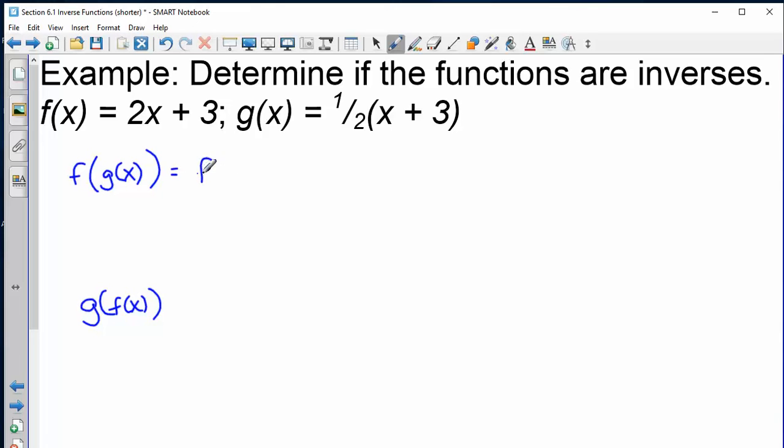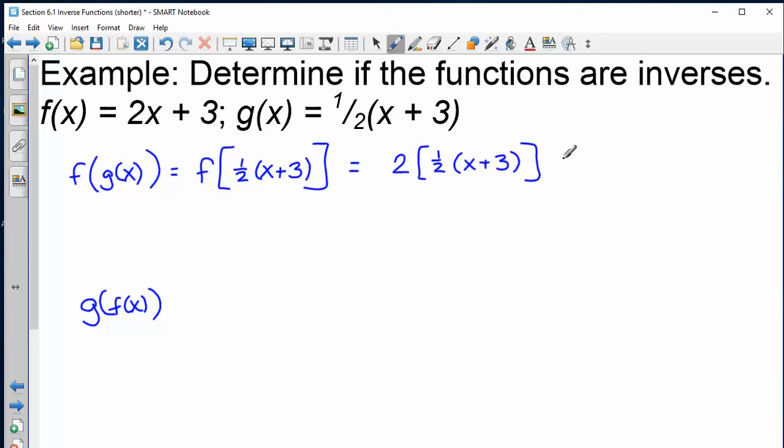So f composed with g means f of, if I plug a g in there, that's 1/2 times x plus 3. Do you guys remember composing these? It's been a little bit, but we did it. So now you're going to plug that into f. So you go to function f, which is 2 times, and for your x, you are plugging in that inside part, 1/2 times x plus 3. And we have the plus 3 on the end. So you're just taking the entire function g and plugging it in for the x in f.